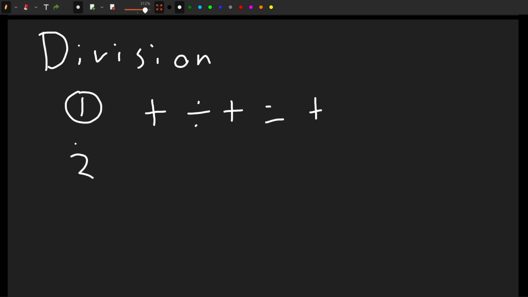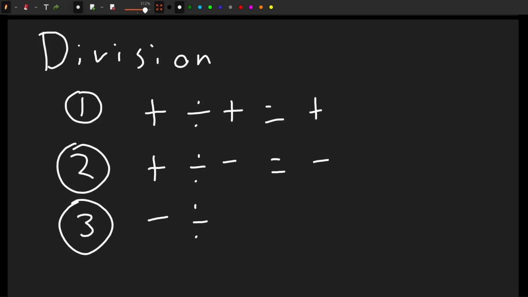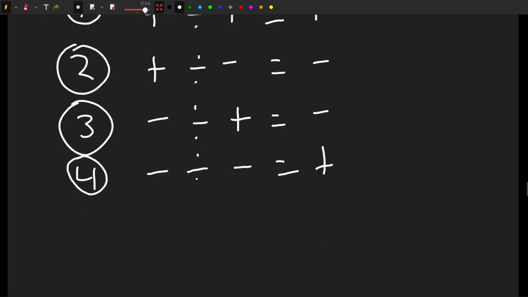The second rule is that a positive divided by a negative is a negative. The third rule is that a negative divided by a positive is a negative. And the fourth rule is a negative divided by a negative is now a positive. Okay. And so, simply put, we can have a couple of examples of this.